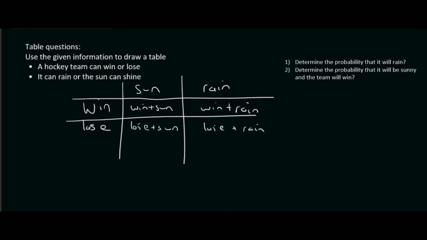So the first one says determine the probability that it will rain. Well, rain is going to be this part and this part, so that's 2 parts out of a total of 1, 2, 3, 4 different parts. Okay, so that's 2 out of 4, which would simplify to a half. So that one is a half.